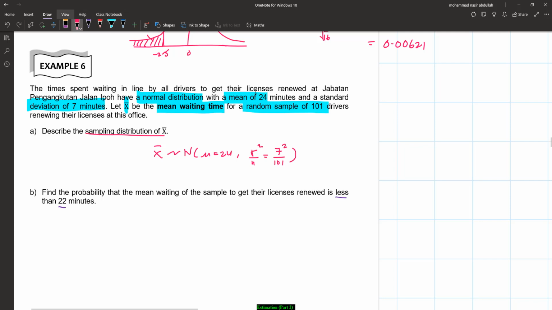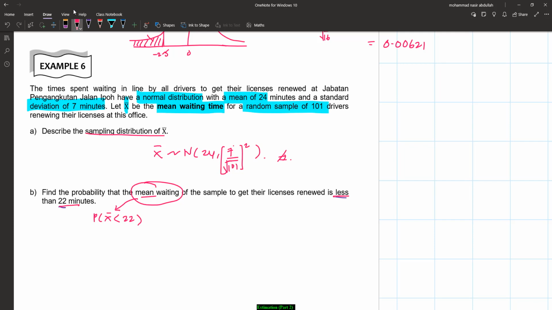If you don't write it that way, it's okay, we can just put in the values. So this should be 24 and 7 divided by the square root of 101, and then you square it here. So this is a sampling distribution. Now find the probability that the mean waiting time of a sample getting a license renewed is less than 22 minutes. So the probability of x bar less than 22.